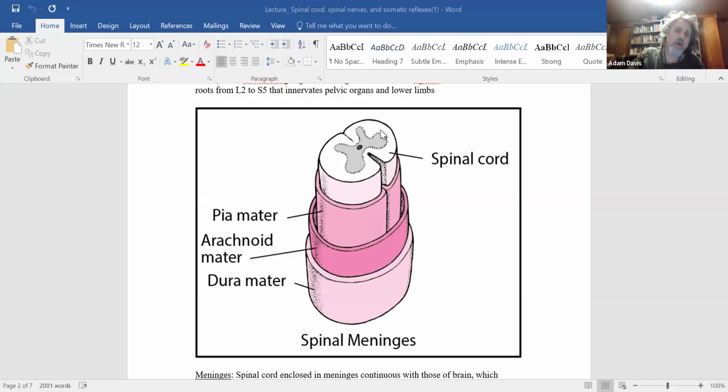You will note in the spinal cord, the white matter is on the outside and the gray matter is on the inside. That's the reverse of what we see in the brain, where the gray matter is on the outer surface and the white matter is on the inner surface. More about that in a minute.